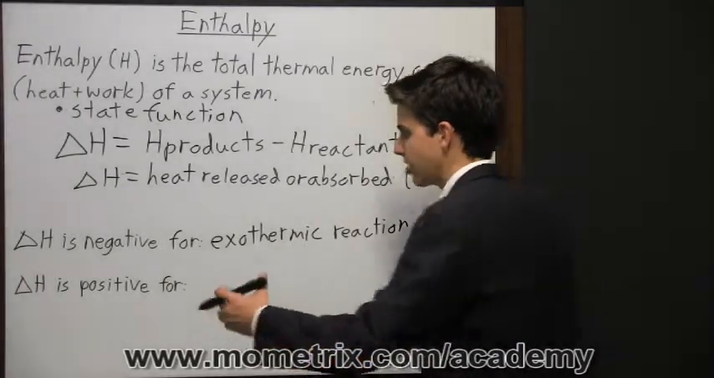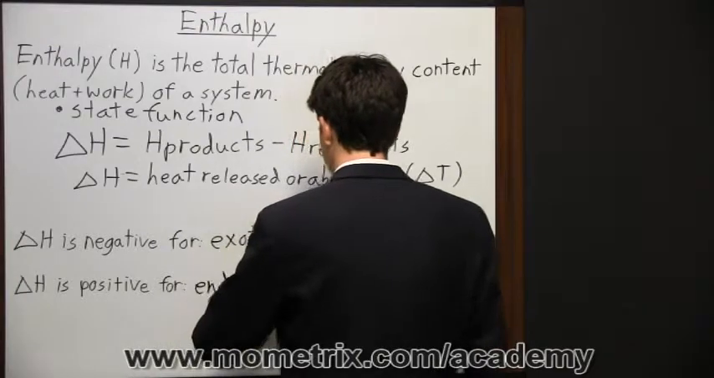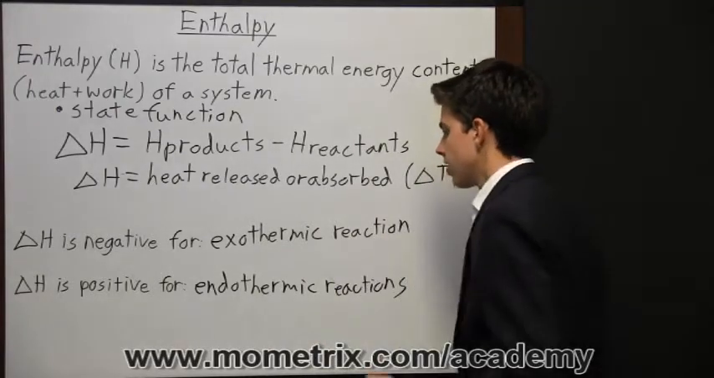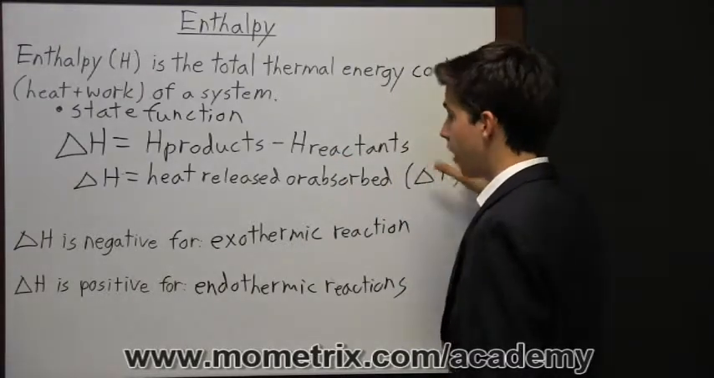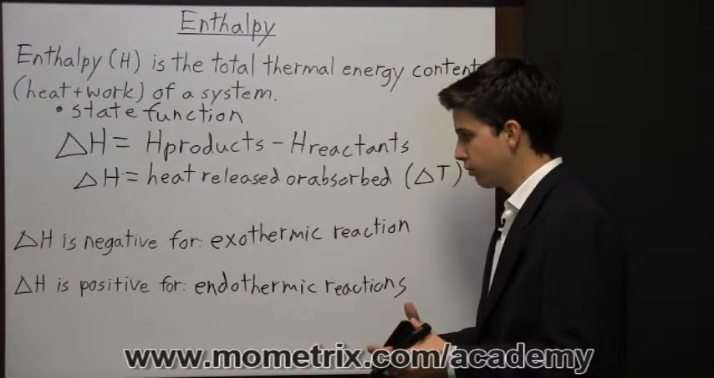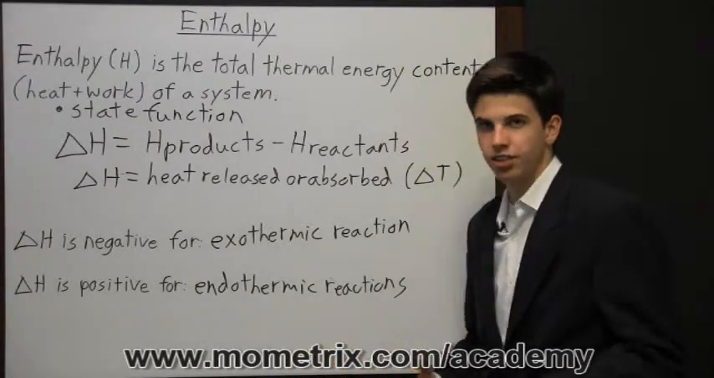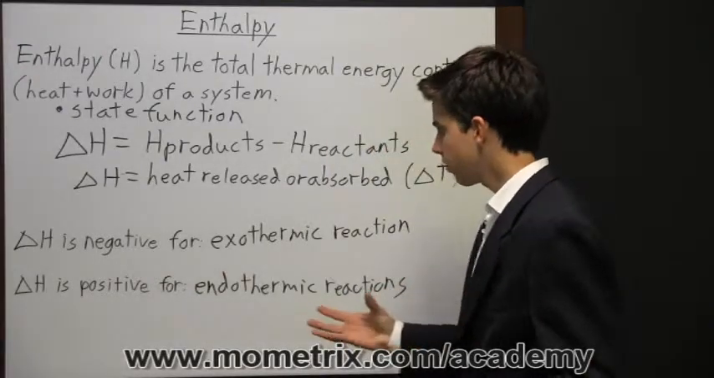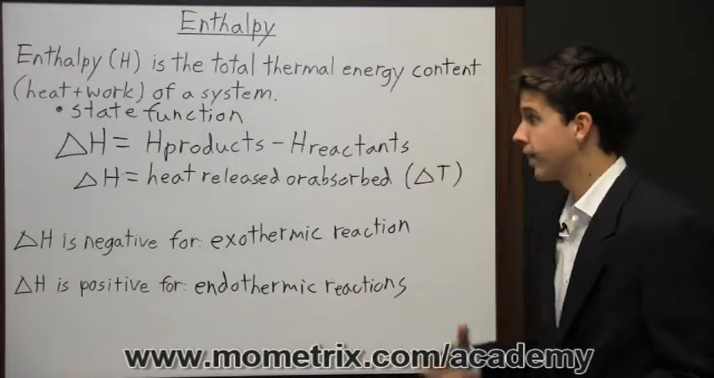Now, as you can probably guess, change in enthalpy is positive for endothermic reactions. And so here, that's when the enthalpy of the products is larger than the enthalpy of the reactants, creating a positive change in enthalpy. And so for an endothermic reaction, heat energy is being absorbed. And so the overall temperature is getting lower. But that's why change in enthalpy is positive, because enthalpy is being absorbed, basically. The potential energy is constantly rising because energy is being absorbed.